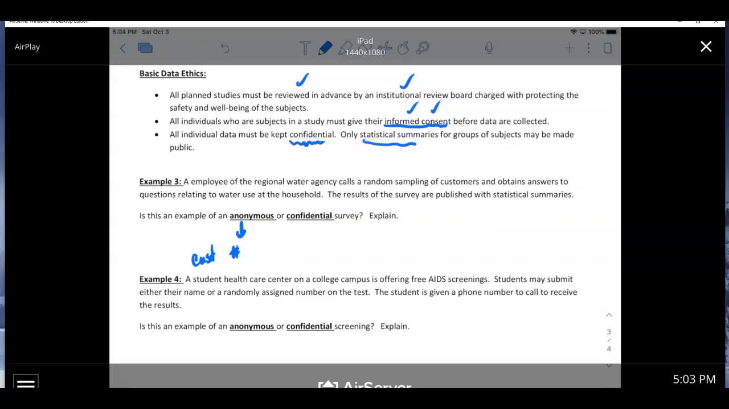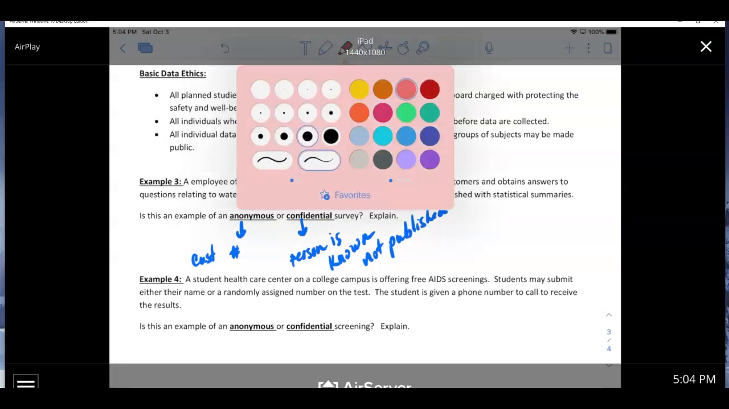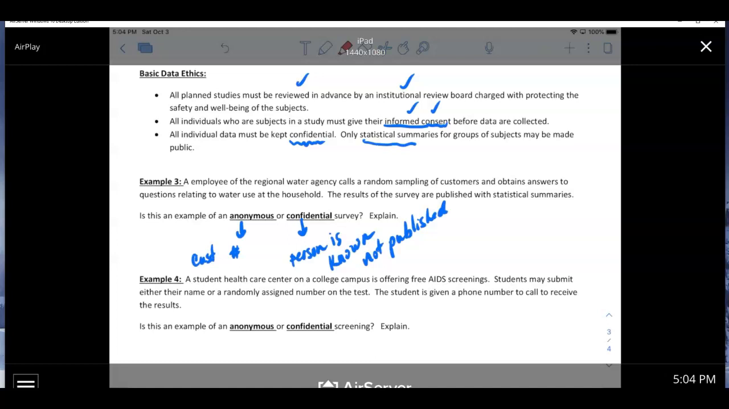So confidential survey, the person actually knows. So somebody knows. Person is known somewhere. It's just not published. Okay, so they asked, we have a regional water agency calls a random sampling of customers and obtains answers to the questions relating to the water use at the household. The results of the survey are published with statistical summaries. So the question is, if the water company is calling us, do you think they are keeping track of who we are, or do you think they're just randomly collecting data? I'm going to go with, I think that they are probably doing something confidential and that they're calling us so that they probably know who we are.